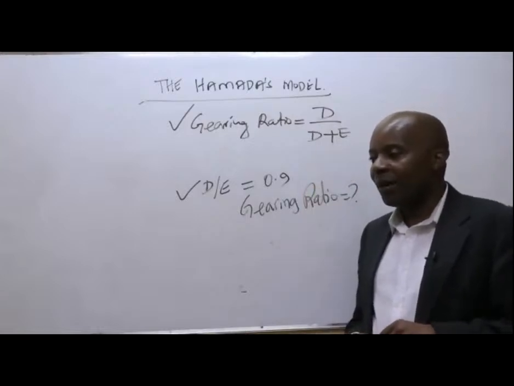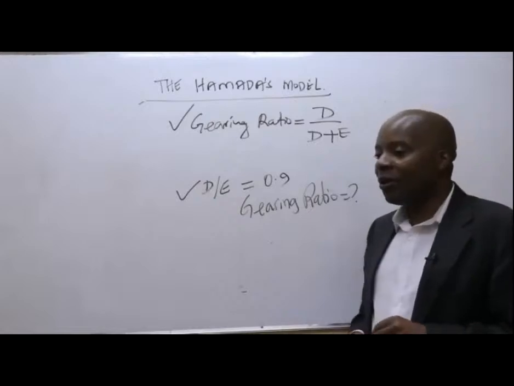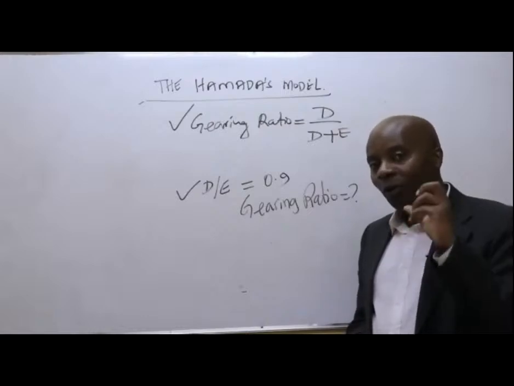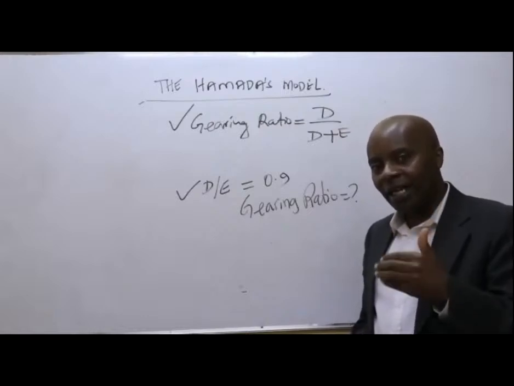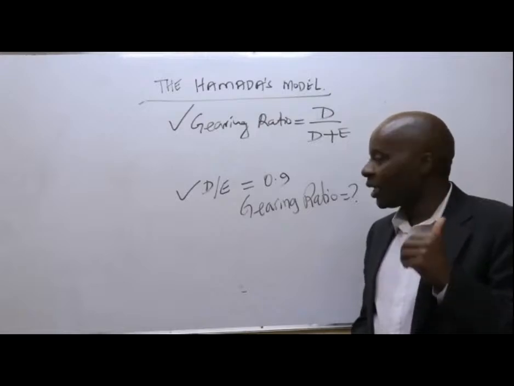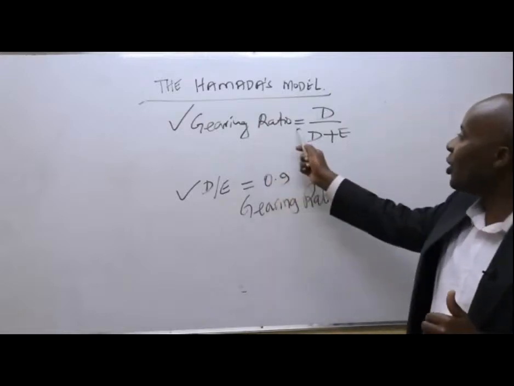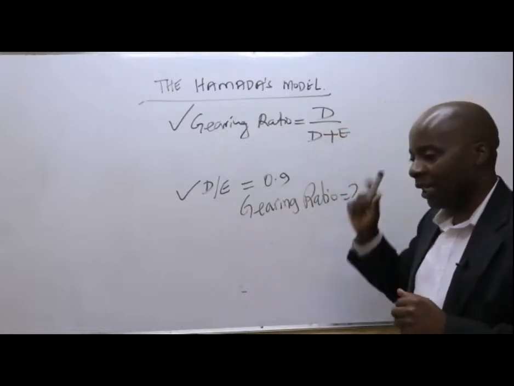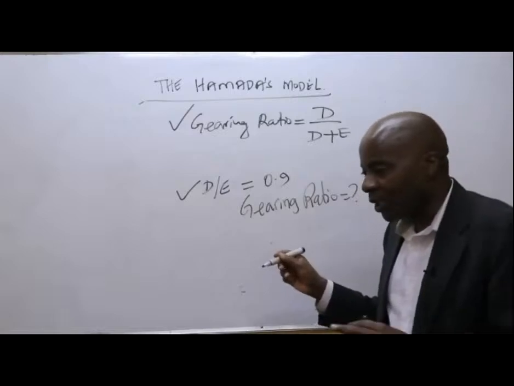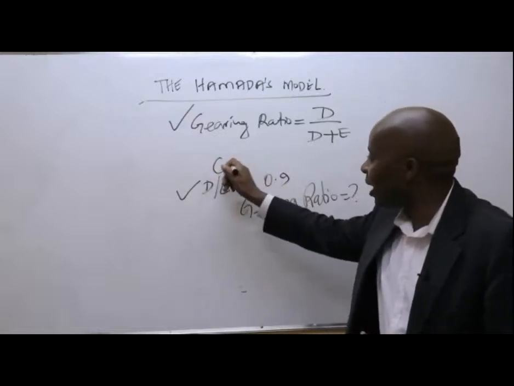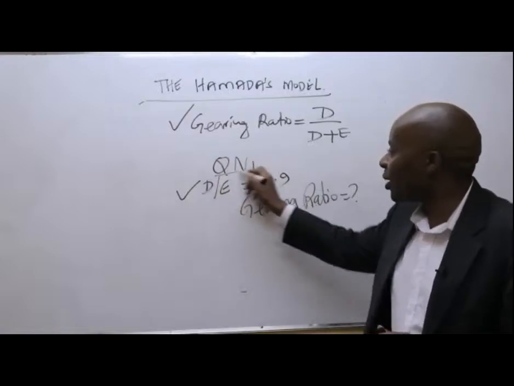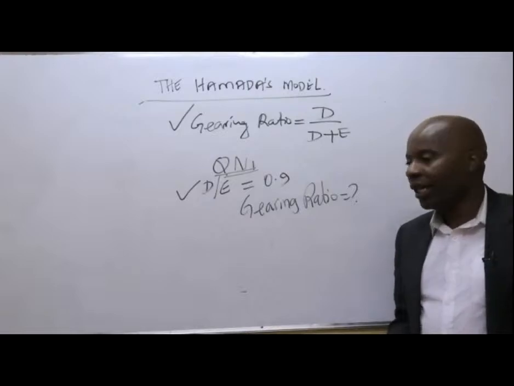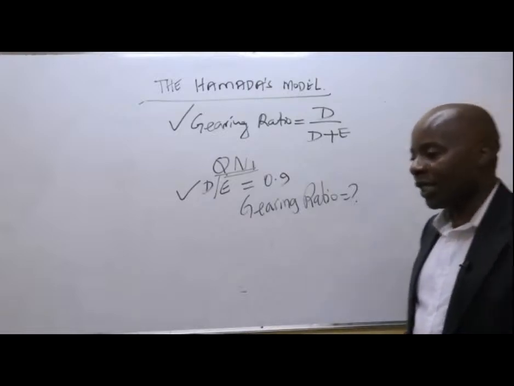Under Hamada's model, ladies and gentlemen, we must be at a position of knowing how to compute the gearing. Gearing is about the debt level, the level of debt. And to get the gearing ratio, we normally take debt all over debt plus what here? Equity. And then I came here with a question. Lucy has given us another different answer. So I came here with a question where you are given debt to equity ratio as 0.9.